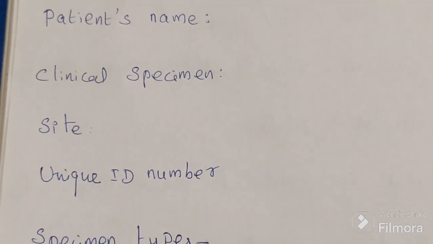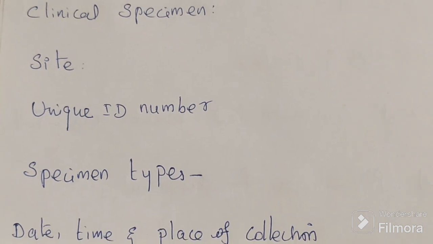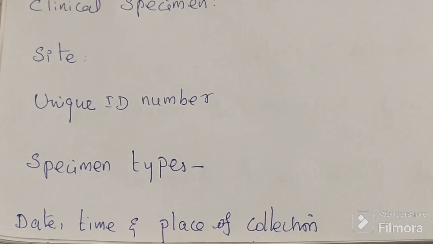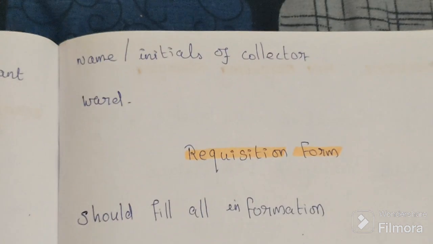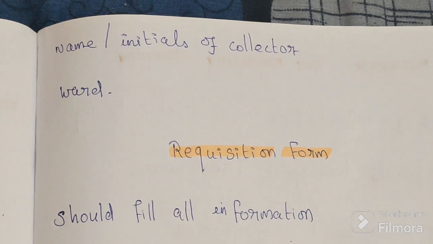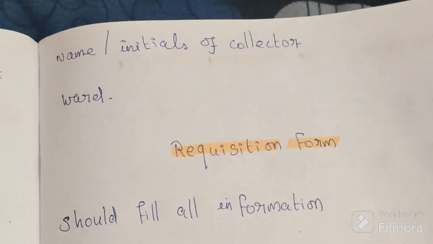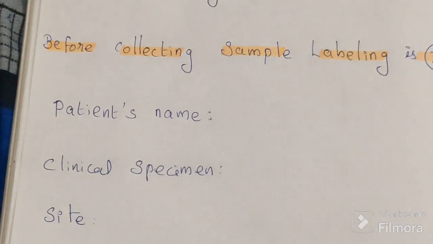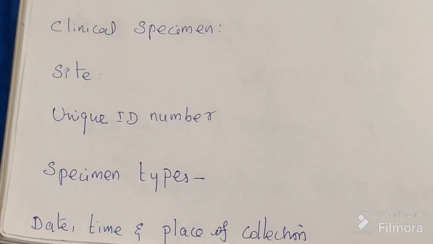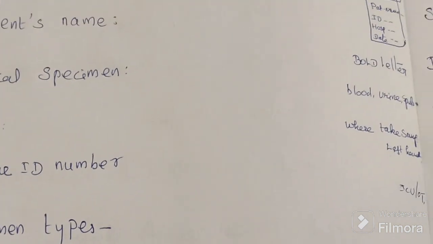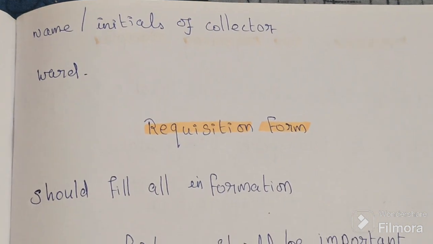Then every hospital patient has a unique ID number. ID number is important. Then what type of specimen we want to collect, then date, time and place of collection. Then name and initial of collector and ward, which ward, whether operation theater or ICU. So before collecting samples, labeling is important. These are the things: patient name, clinical specimen, site, ID number, specimen type, date, time and place of collection, and name and initial of collector and ward.